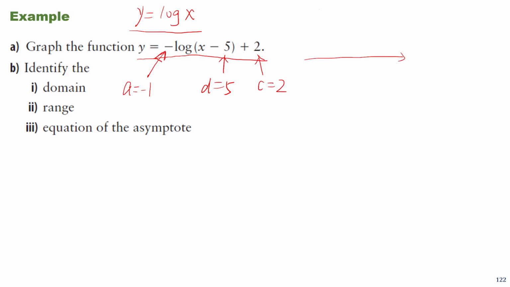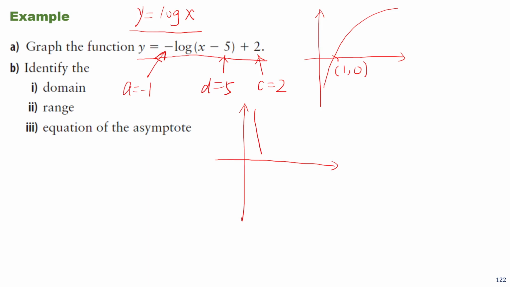So the base function looks like this: log base 10 of x. It will cross a point 1, 0 here, right? So first of all, we need to reflect this function in the x-axis because we have a equals -1 here, right? After the reflection, the function looks like this. Also cross a point 1, 0.